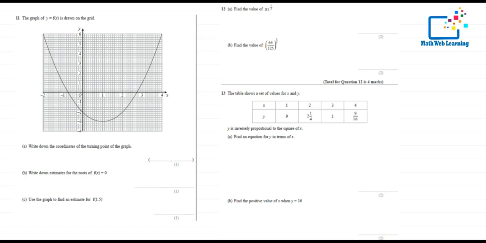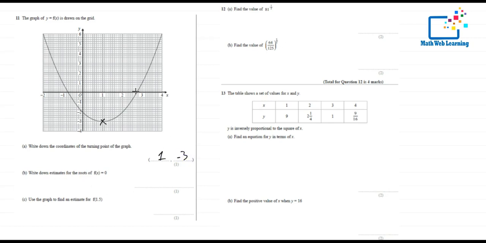Hi, this is question number 11 now. It is on turning point and reading information from a quadratic graph. So let's go ahead and do that one. The turning point is this one here, and the coordinate, you read it directly from the graph. It is 1 and it is minus 3.